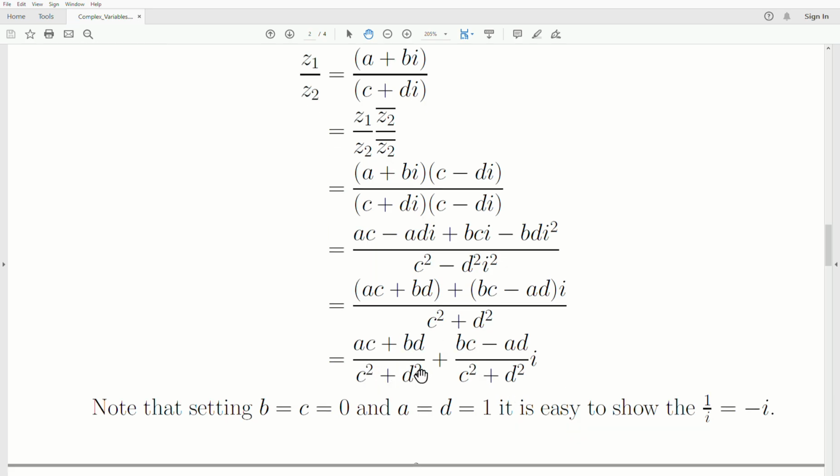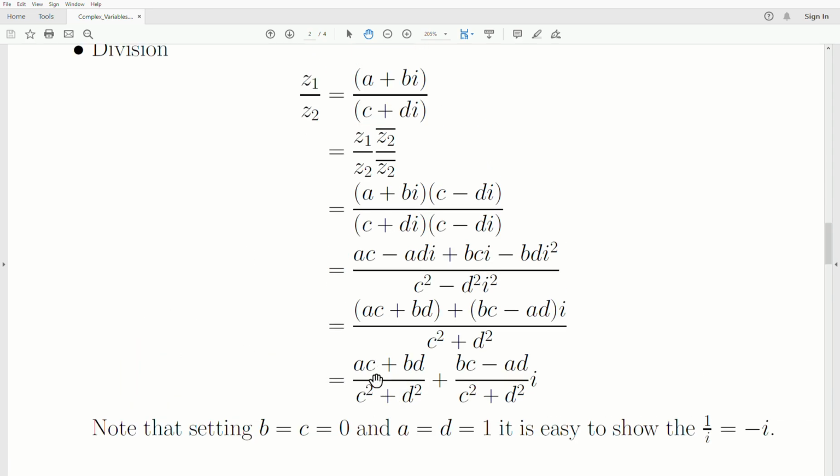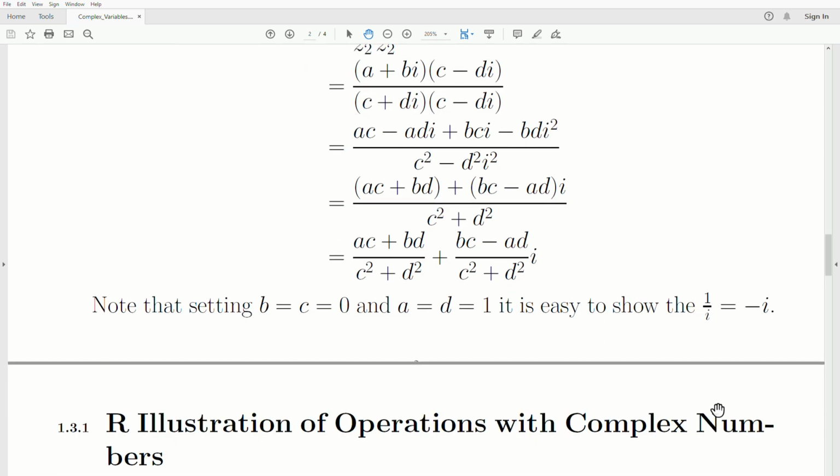But then this is the form of a complex number, right? So we're taking multiplication, addition, division of real numbers, we get a real number. Same way here. So this is the new complex number after we take the division of two complex numbers. Now, an interesting note, or at least I think it's interesting, if we set B and C equal to 0 and A and D equal to 1 in this formula, then it's really easy to show 1 over I is equal to minus I. And this is a formula that we'll, again, use throughout this playlist.